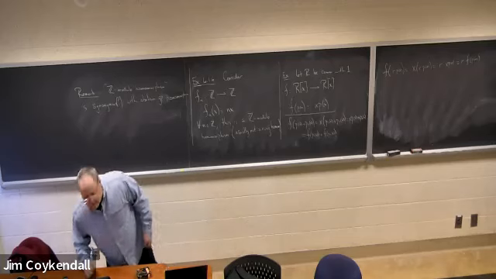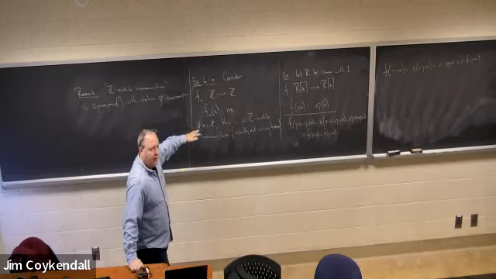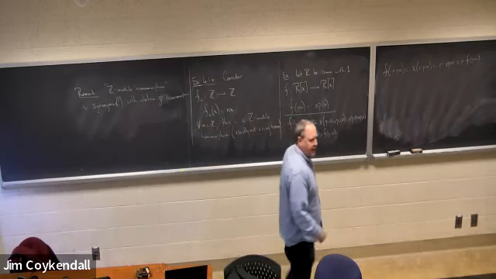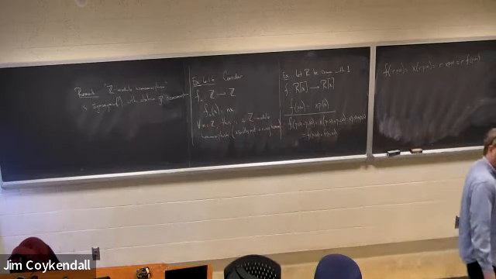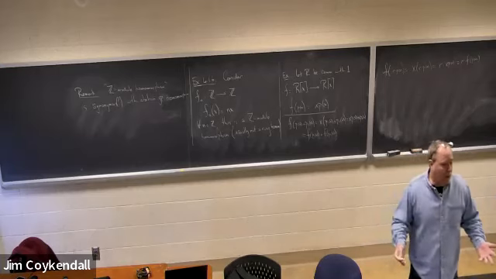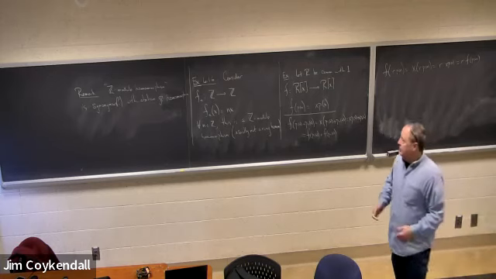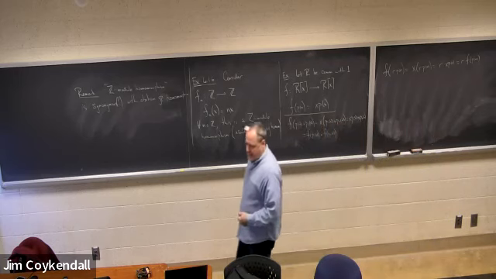Let me point out also, when I have R module homomorphisms, I sometimes add little adjectives to them, right? Like if I say an R module epimorphism, this means an R module homomorphism that is onto. If I say an R module monomorphism, it means it's 1-to-1. If I say an R module isomorphism, it means an R module homomorphism that's both 1-to-1 and onto.